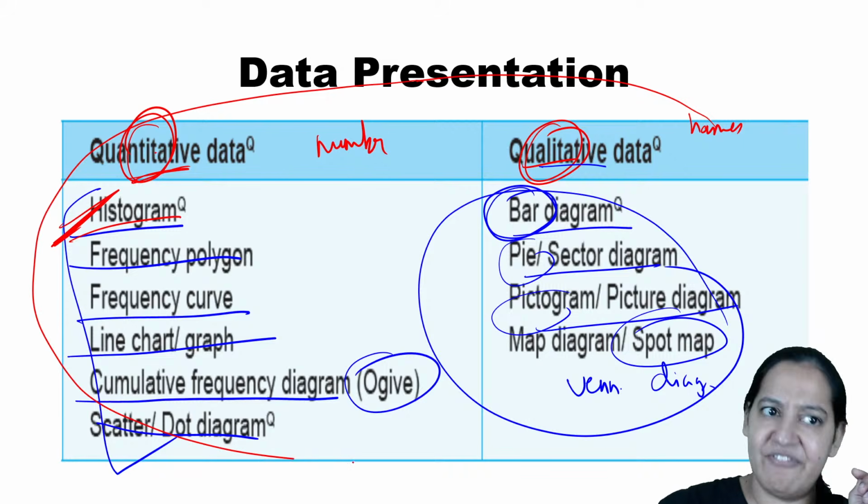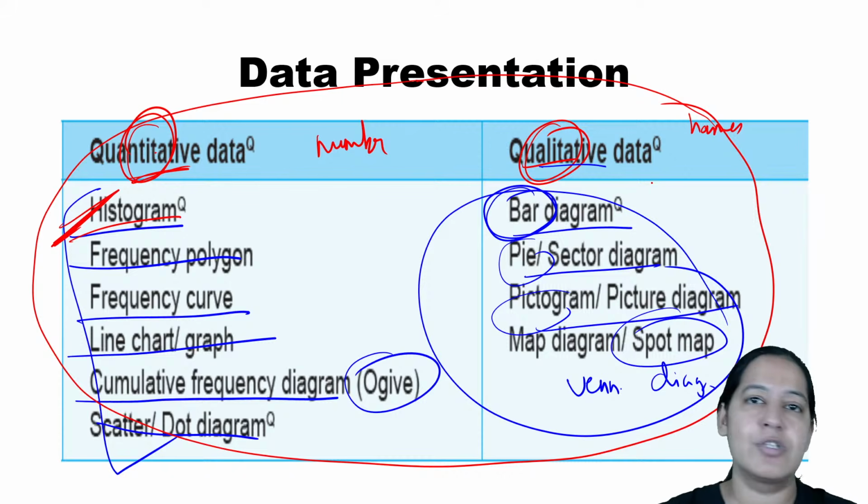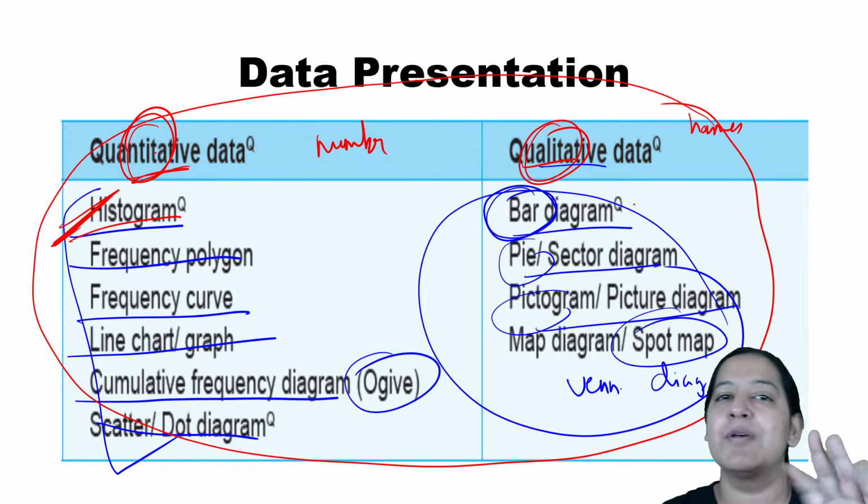So in the first 5 or 10 minutes, we will see the theory. We will see the diagrams. After that, we will solve polls or MCQs based on this portion. Then we will come to mean, median, mode. Then we will come to standard deviation.